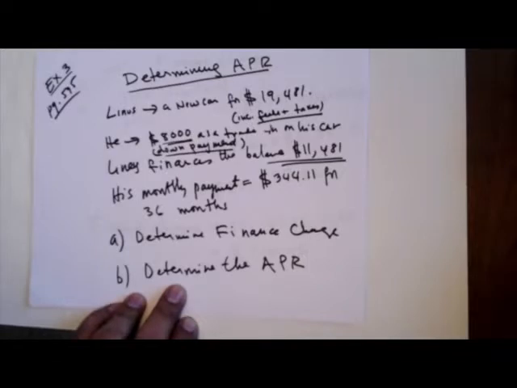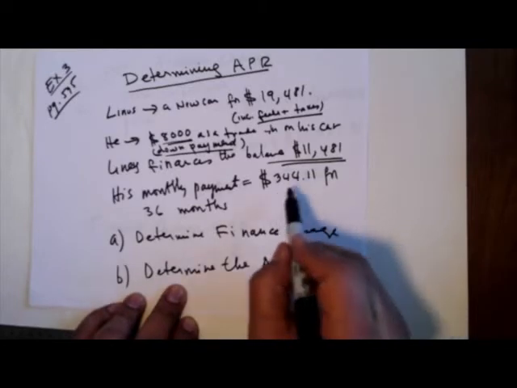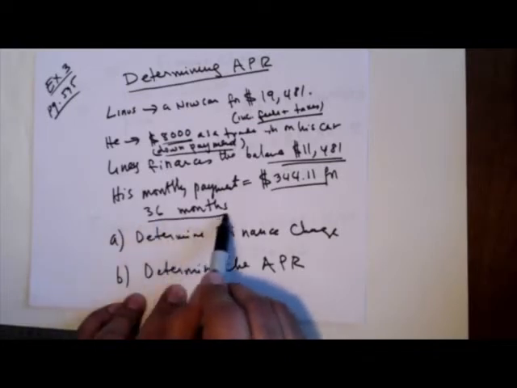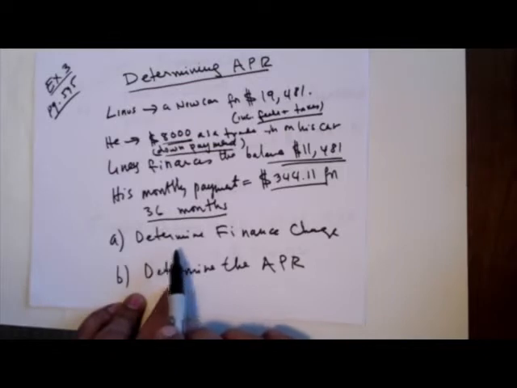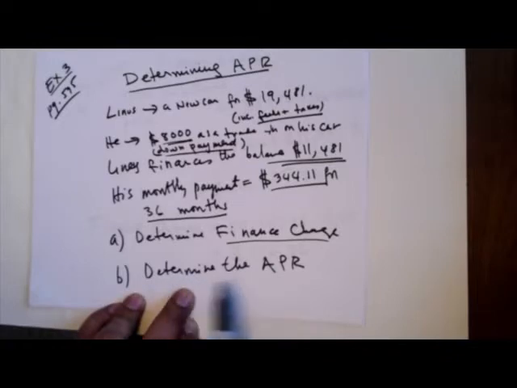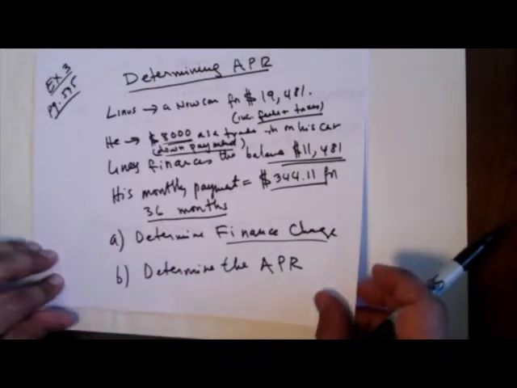Now, the place where he purchased this vehicle put him to pay a monthly payment of $344.11 for 36 months. So this is what he will be paying every month. So the question is to determine the finance charge, that's part A, and also to determine the APR that is going to be charged for this loan.